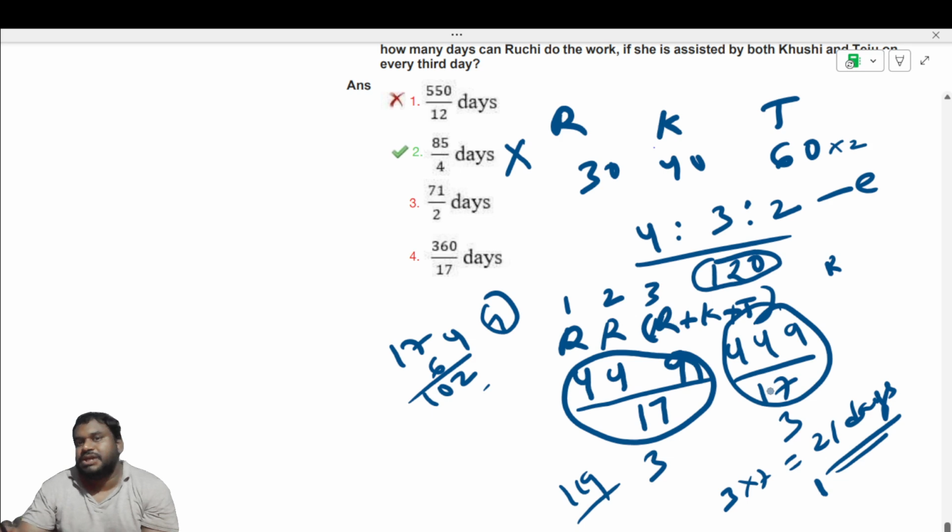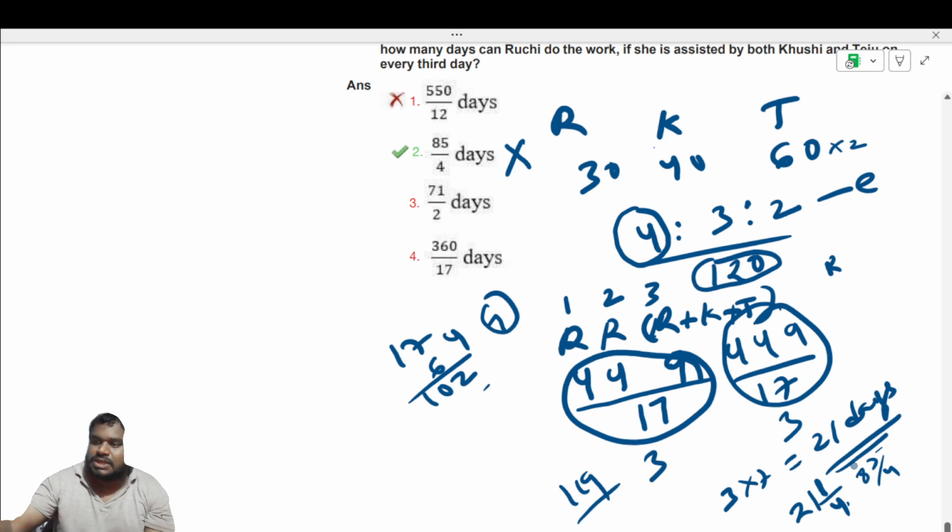by Ruchi in 1/4 day. Why 1/4 day? She has an efficiency of 4, so per day she can complete 4 parts. So one part in 1/4 day. So it is nothing but 21 1 by 4. 21 1 by 4 is nothing but 85 by 4. So it was correct only, sorry, I made a mistake. So this is the right answer. I assumed in a different way. Sorry for that.